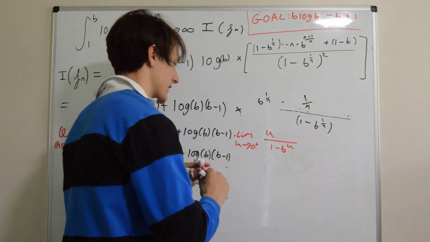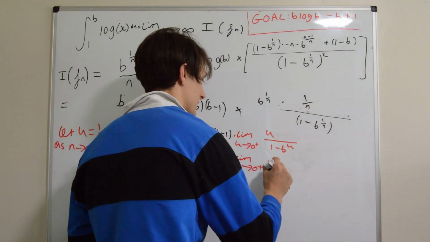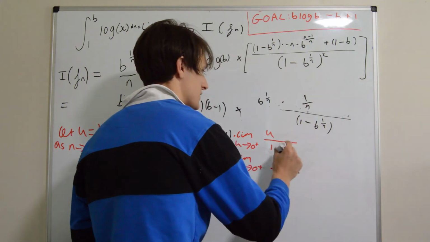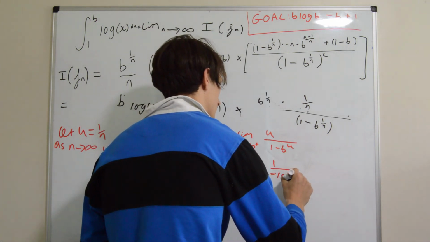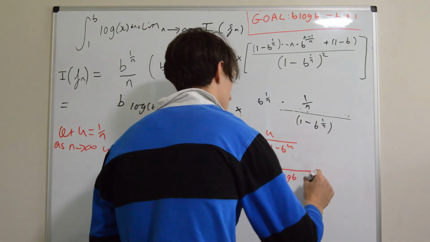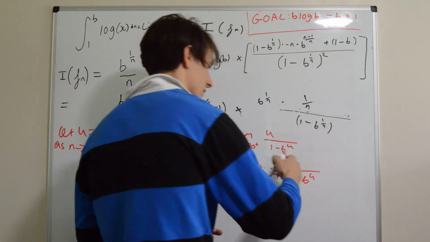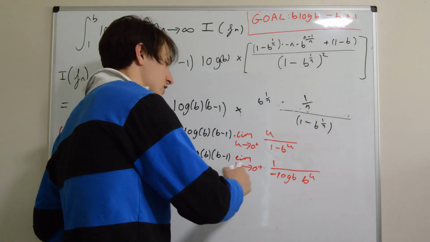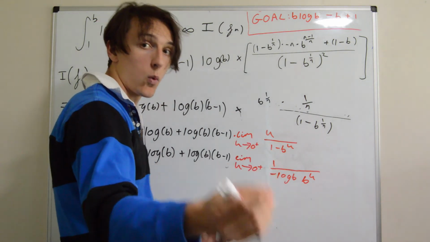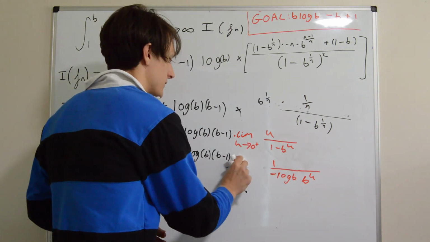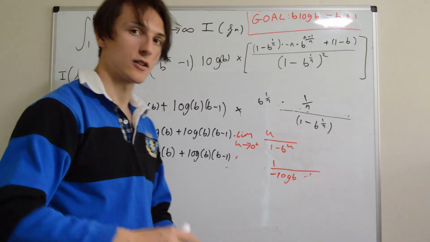So we have the differential of the thing on top, the limit as u goes to 0 of the differential of the thing on top, which is 1. And then the differential of the thing on the bottom. We have the minus sign, and then we have log b times b to the u. Then you can just sub in 0 here. b to the 0 is just going to be 1. So this is equal to 1 divided by minus log b.